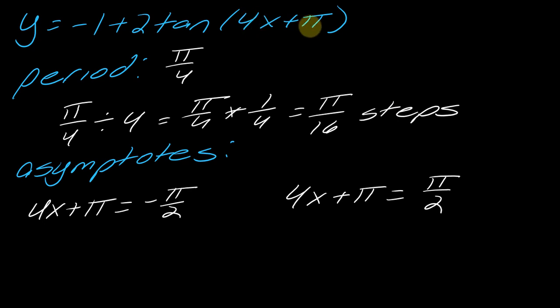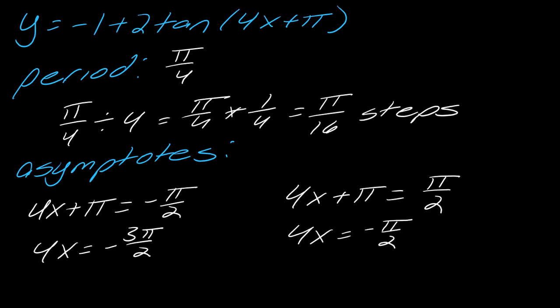Then for my asymptotes, this is tangent, so I'm going to set the inside part equal to negative pi over 2 and pi over 2. Then I go through and do the work. I subtract this pi, so I'm left with 4x equals negative 3 pi over 2 and 4x equals negative pi over 2. And then when I finish this, this becomes x equals negative 3 pi over 8 and negative pi over 8. So this will be a little challenging in setting up the table.